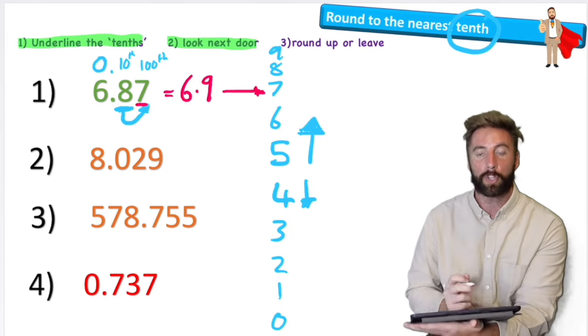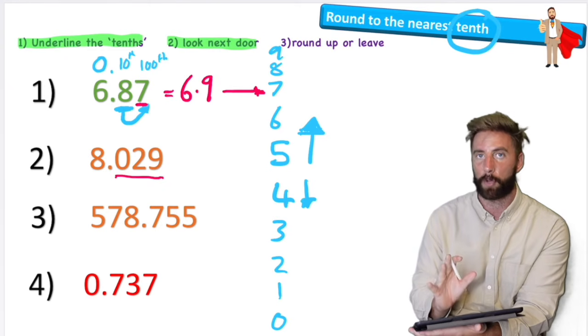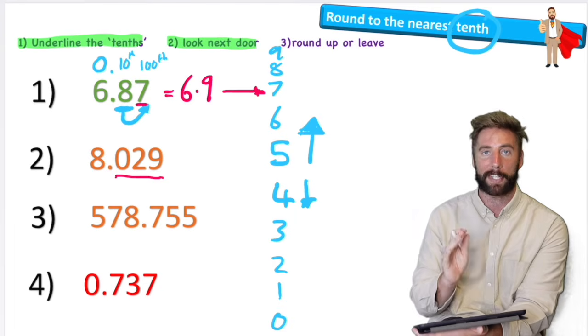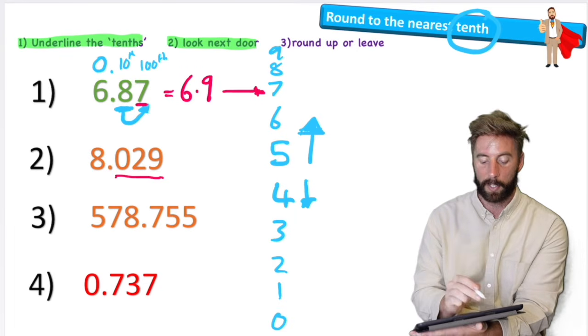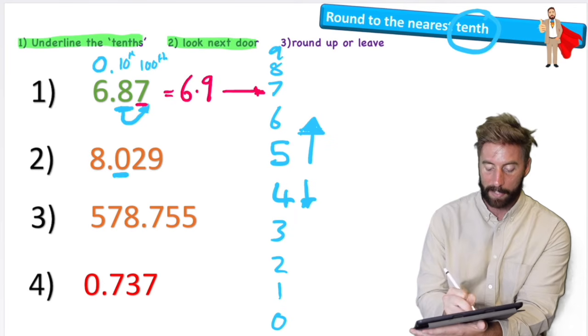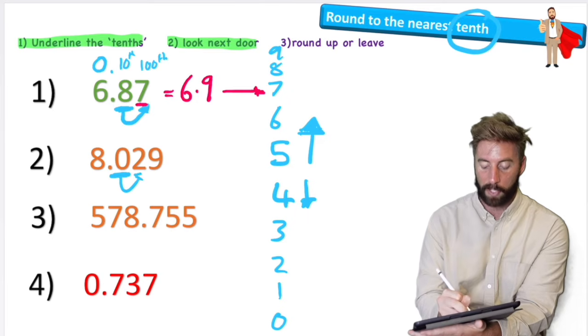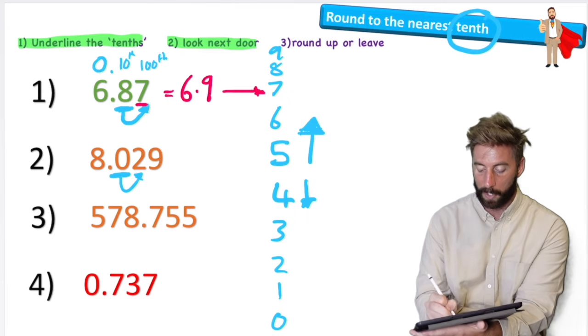Okay, question 2 looks a little bit more complicated because we have more digits after our decimal, but they're not going to affect us. We only have to look at the tenths column and look next door. So we're going to follow the exact same steps. Here we go. Underline the tenths value and then look next door. This time we have a 2. Where's our 2? Here it is.